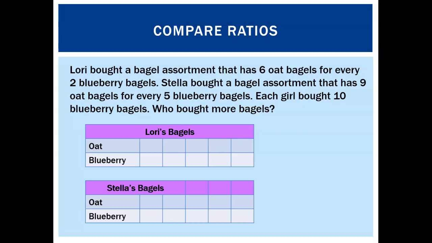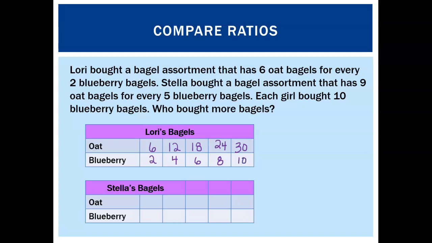We know that Lori has 6 oat bagels for every 2 blueberry bagels. We can enter that information to start our table. For every 6 oat bagels, Lori has 2 blueberry bagels. That means if she has 12 oat bagels, she will have 4 blueberry. Every time Lori adds 6 oat bagels, she will add 2 blueberry bagels. Our next ratio is 18 oat bagels to 6 blueberry bagels, then 24 oat bagels to 8 blueberry bagels, and finally 30 oat bagels to 10 blueberry bagels.